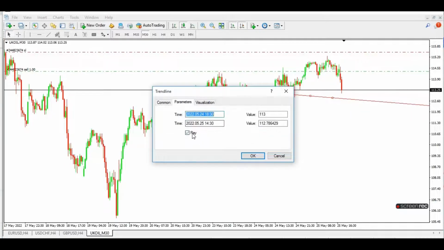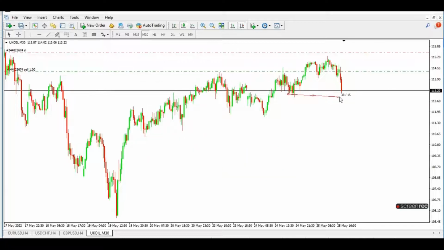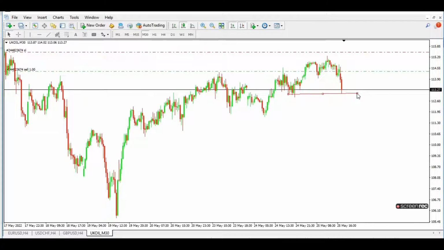But for now, I'm just going to keep it like that because I don't want to be taken out and the market to continue to go in my direction. So I'll wait for the market to break this level. Once it breaks this level, then I'll probably move my stop loss to break even. Until then, I won't do anything.